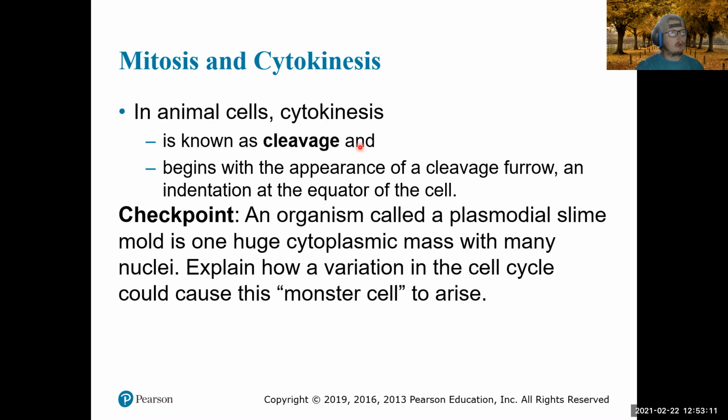And this is a little bit different compared to plant division. Okay. Before we move on, though, I want you to think about this scenario. So if an organism called a plasmodial slime mold is one huge cytoplasmic mass with many nuclei, so it has multiple nuclei, how could this arise? And so how could you get a cell with multiple nuclei? So think about that for a minute. Pause the video.